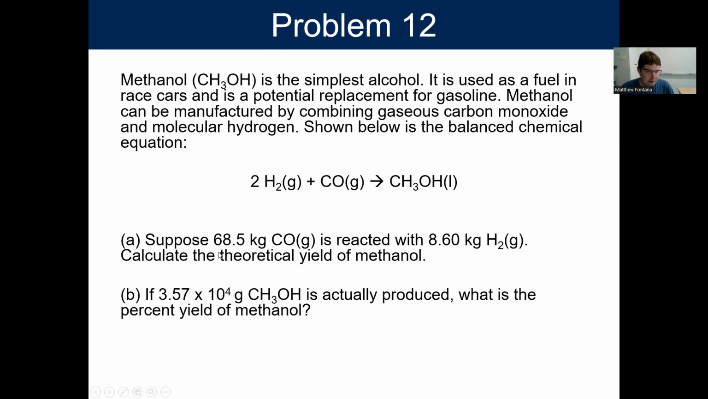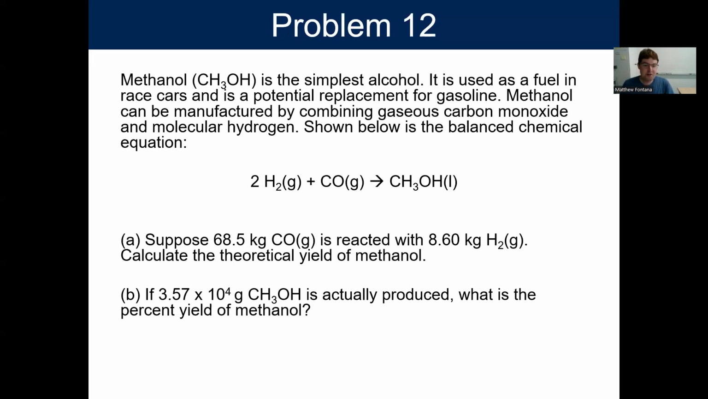And then in part A, the question says, suppose you have 68.5 kilograms of carbon monoxide and it is reacted with 8.60 kilograms of H2. Calculate the theoretical yield of methanol. Then in part B, the question says if 3.57 times 10 to the 4 grams of methanol is actually produced, what is the percent yield of methanol?